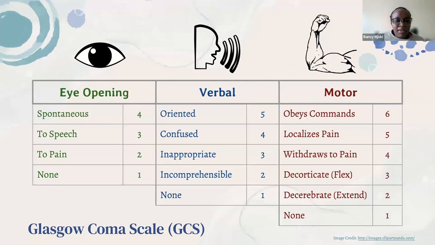In the pediatric version, the modification comes in the verbal aspect. So you grade their cries. If the patient can follow an object, they coo, they babble, that's like they're oriented. If they're confused, they can be irritable, but they cry, but you can console them. If they cry to pain or are inconsolable, now you grade it as inappropriate words, that's a 3. If they moan to pain, that's a 2, incomprehensible sound. And if there is no response, it's still a 1. So the modification comes mainly on the verbal aspect.